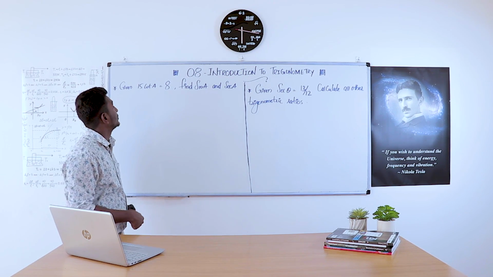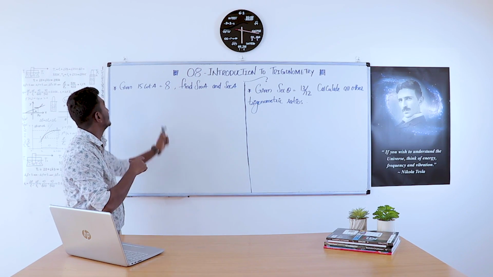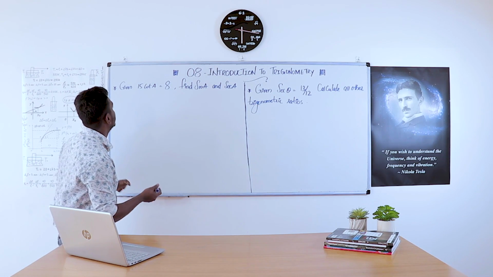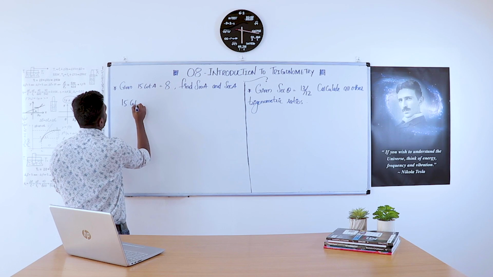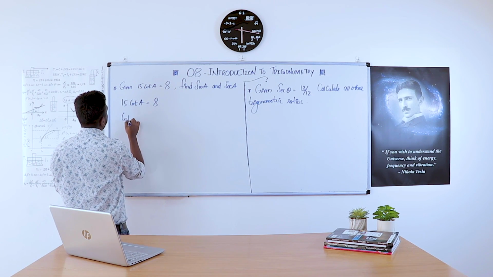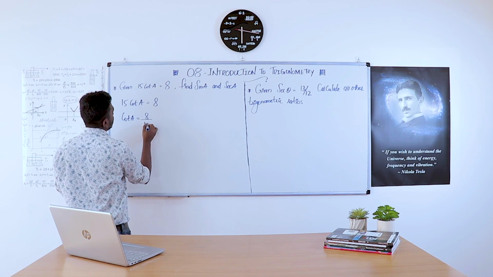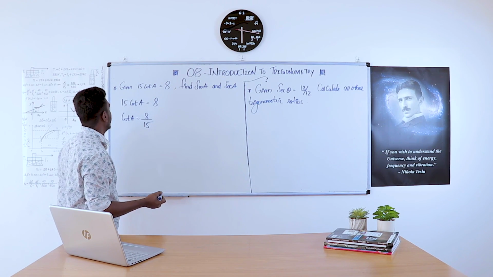Given 15 cot A is equal to 8, find sin A and cosec A. So what is given? 15 cot A is equal to 8. So what is cot A? 15 goes to the right side, it becomes division, that is 8 by 15. Cot A is equal to 8 by 15.